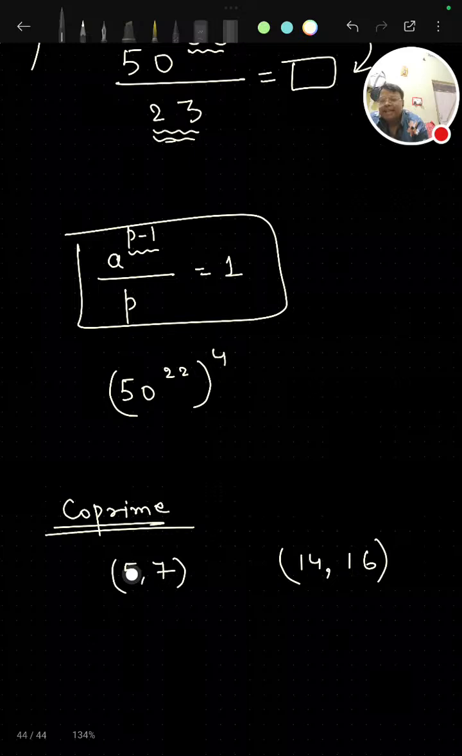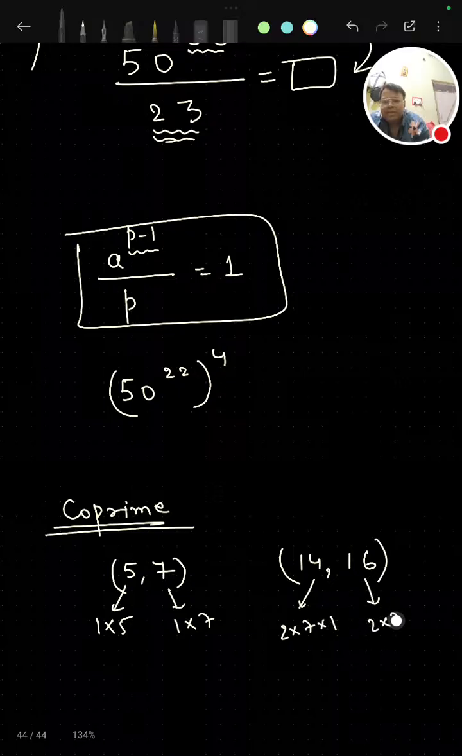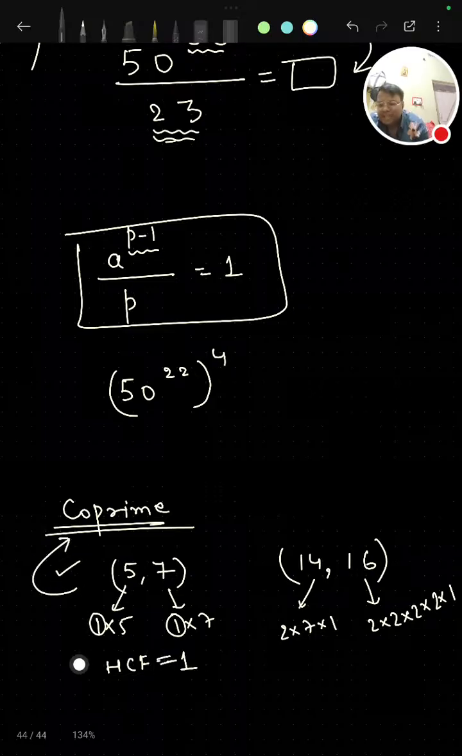Now if you factorize them, 5 is 1 into 5 and 7 is 1 into 7. 14 is 2 into 7 into 1 and 16 is 2 into 2 into 2 into 2 into 1. Clear? If you take common factors, it is 1 only. So the HCF of 5 and 7 is 1, then they are coprime numbers. To become coprime numbers, the HCF must be 1.